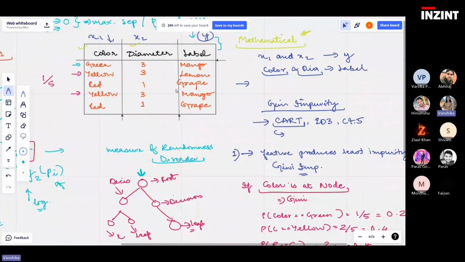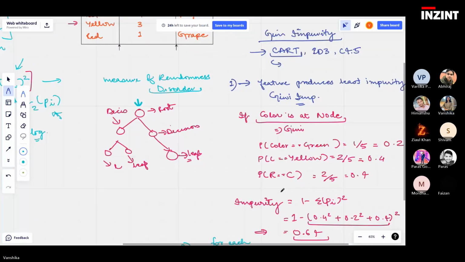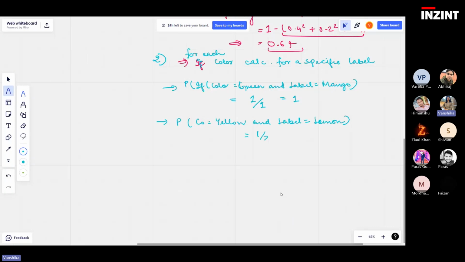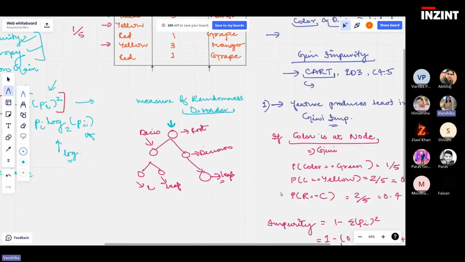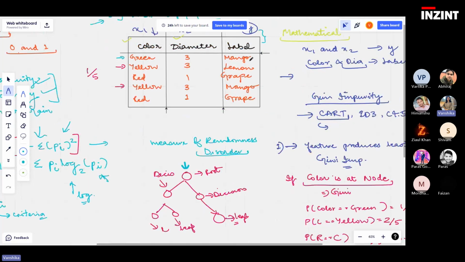So the probability would be computed as 1 divided by 2, that is 0.5. Because in total we have two yellow colors in the color column, but there is only one record which satisfies this condition. So the probability would be 0.5 for this. Okay. Now yellow color also has another fruit, which is mango. So here it is lemon and here it is mango.